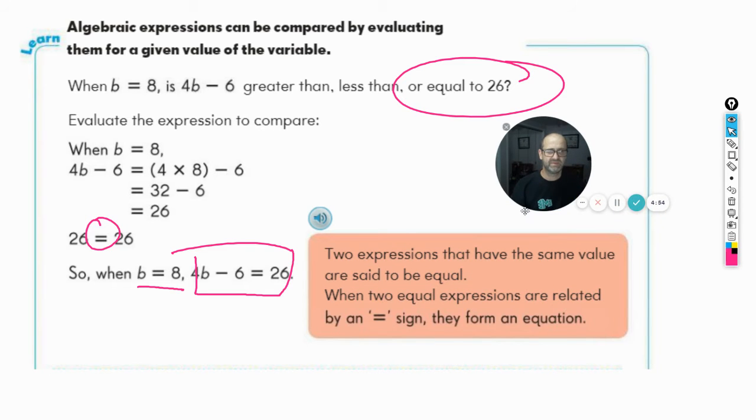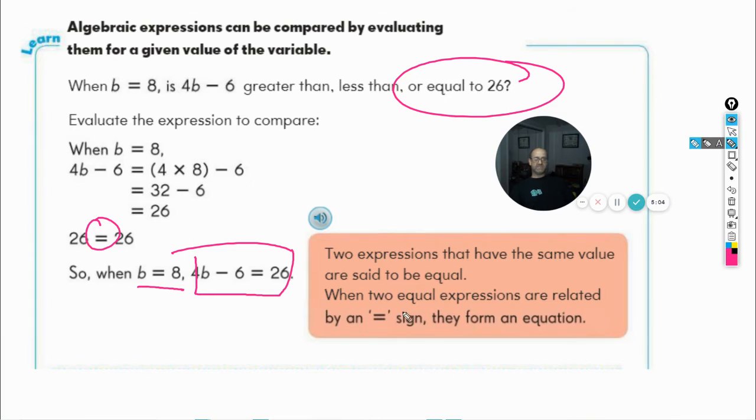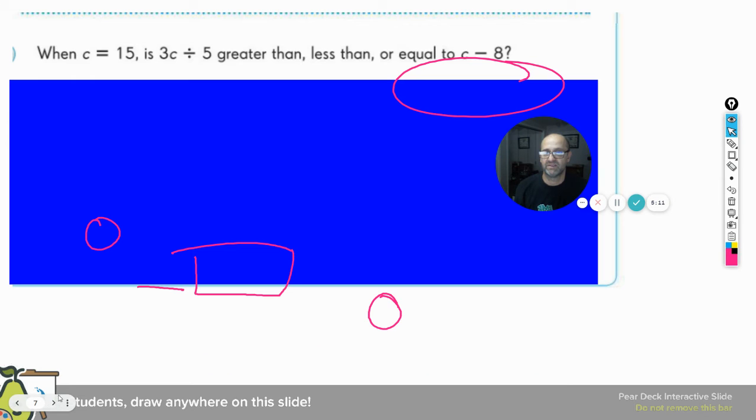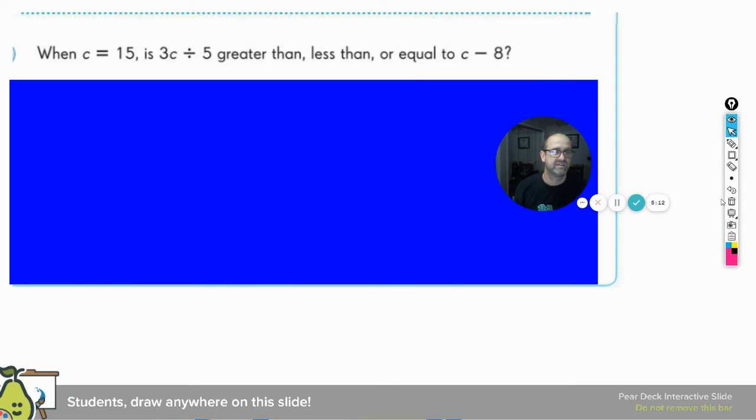Two expressions that have the same value are said to be equal. When the two equal expressions are related by an equal sign, they form an equation. Okay, so the equal sign makes something an equation. Interesting. When c equals 15, is 3c divided by 5 greater than, less than, or equal to c minus 8?